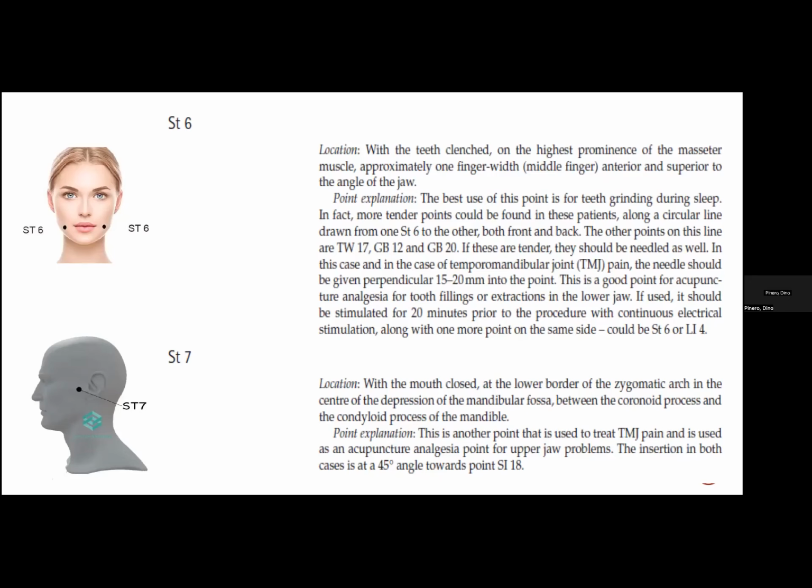Sa point explanation, this is another point that is used to treat TMJ pain and is used as an acupuncture analgesia point for upper jaw problem. So sa may mga masakit po sa upper jaw, we could use stomach 7. The insertion in both cases is at a 45 degree angle towards the point small intestine 18. So pakatusok po natin towards the small intestine, magkakaroon po siya ng angle na about 45 degrees.